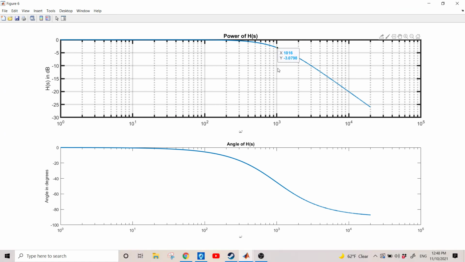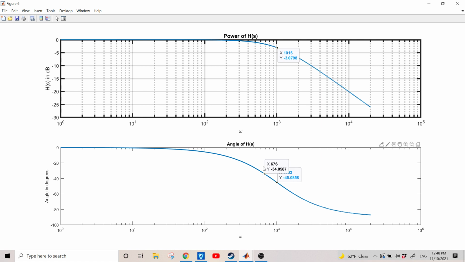3 dB. Easy. And then, oh, what's our frequency right there? Close enough. Almost 45 degrees. Close enough. 45 degrees, minus 45.